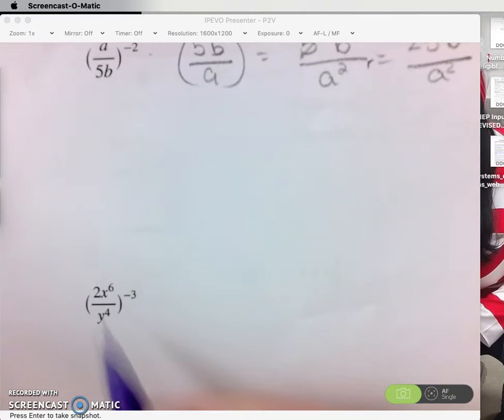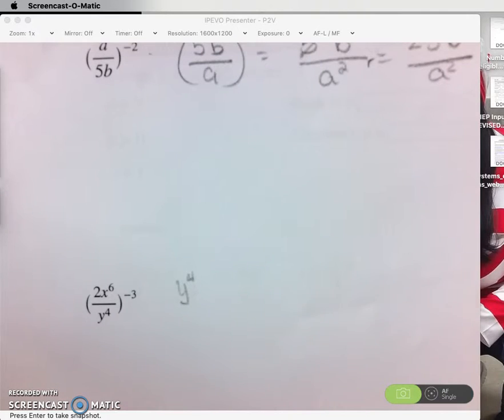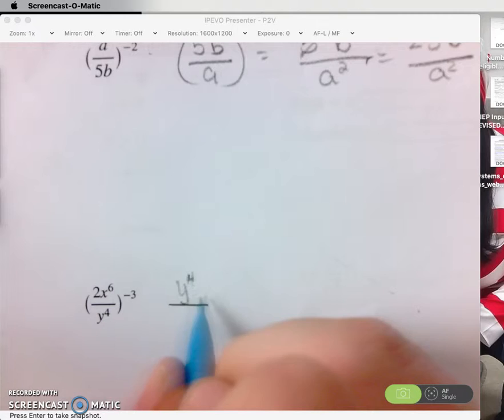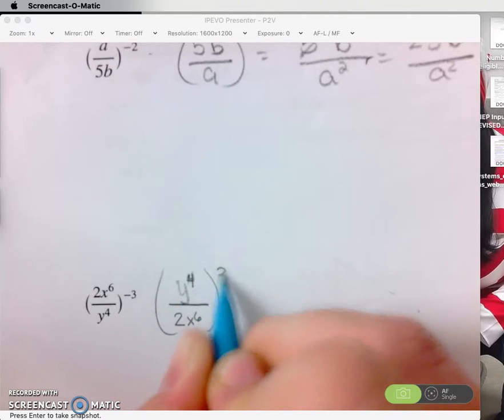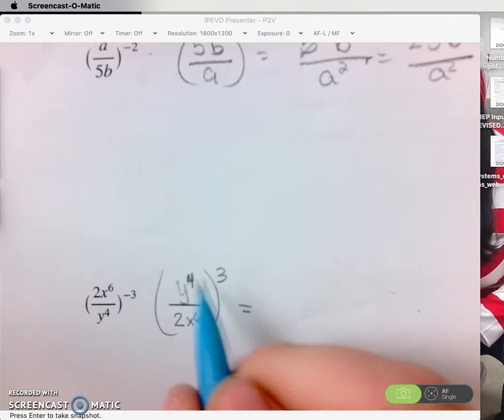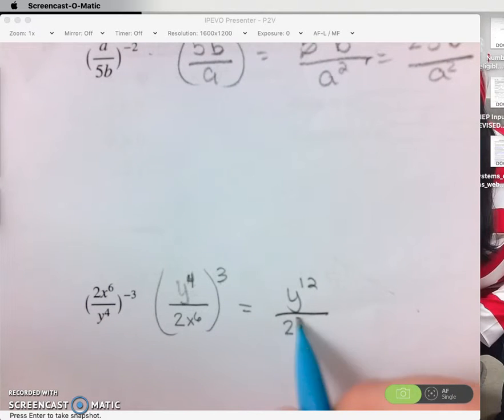Okay. Again, here I'm going to flip it first. So y to the fourth over 2x to the sixth, all raised to the third power. So this equals, and now I have a power raised to a power, so y to the 12th over 2 to the third, x to the 18th. Again, this one is the only one that I can actually simplify down to 8.